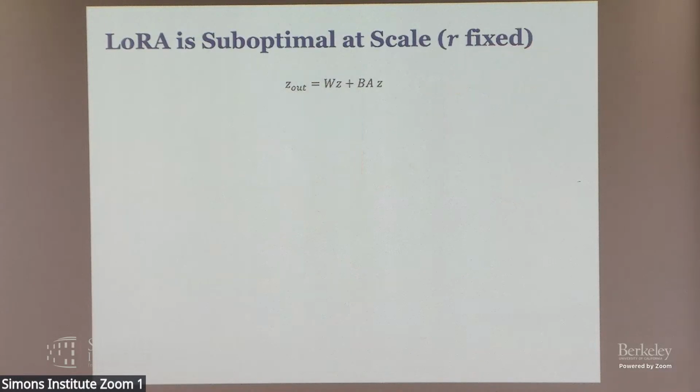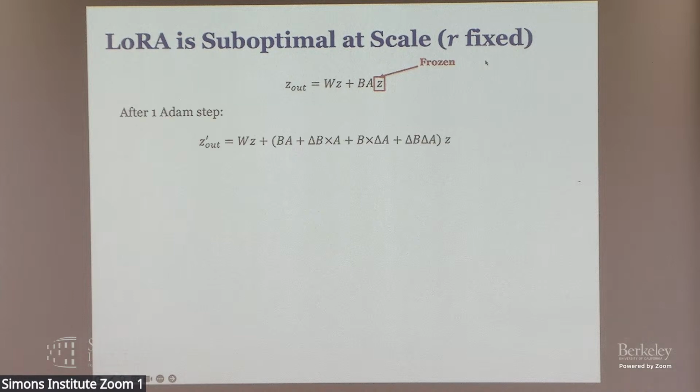So to give you the intuition why this is the case, I'm going to assume that we have a simple linear model given by this. The output is Z out, and we have some input Z, and W is fixed, and we only train B and A. We can minimize some square loss or something like that. Z here is frozen, in the sense that we don't change Z. It's an input.